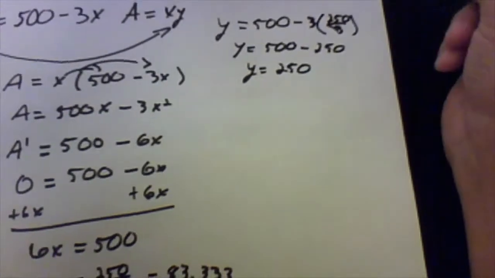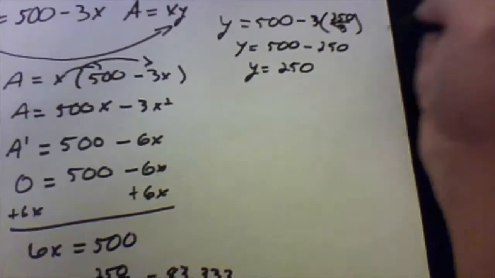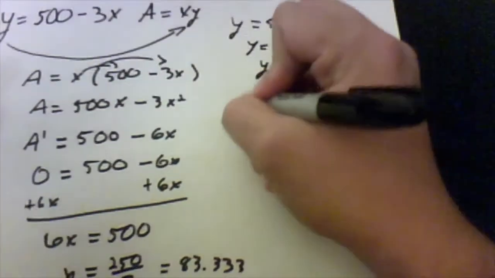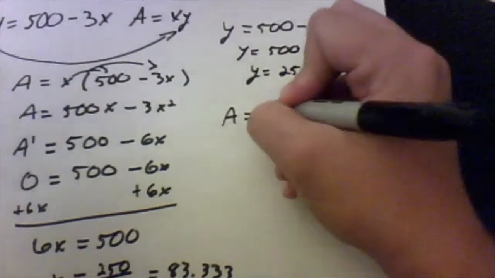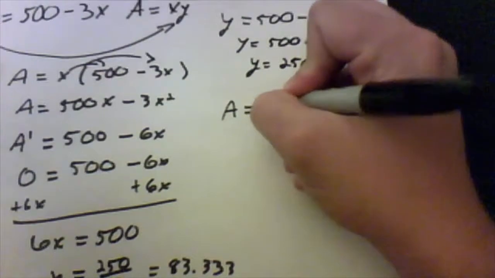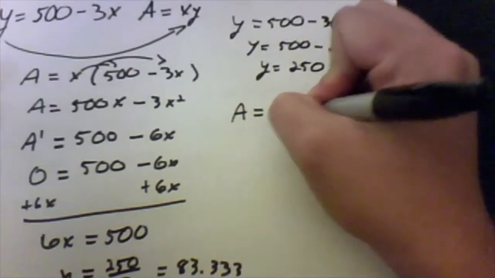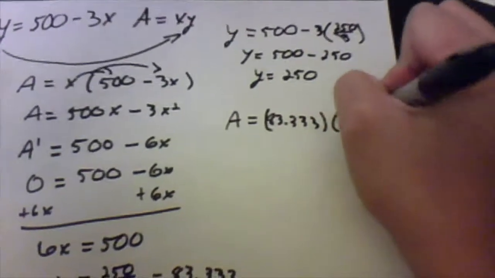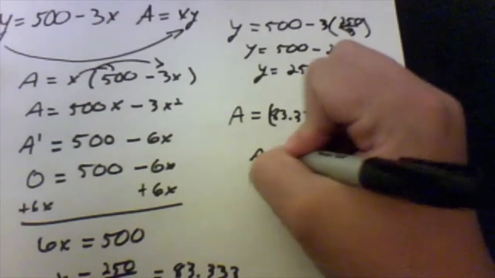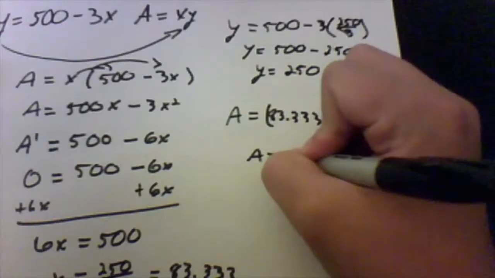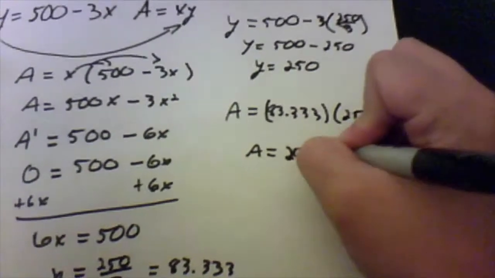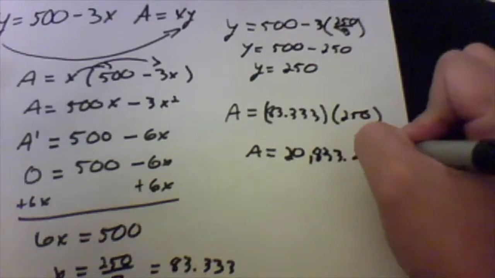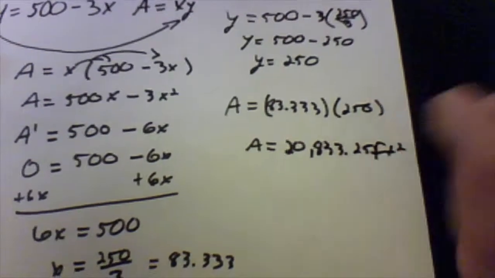Now that we have that, we can plug both the y and the x into the area equation to find out the total area. So area is equal to 83.333 times 250 to get the area to equal 20,833.25 feet squared.